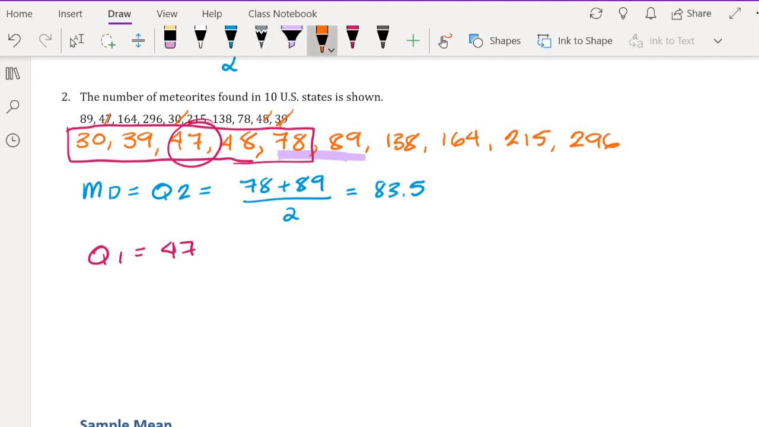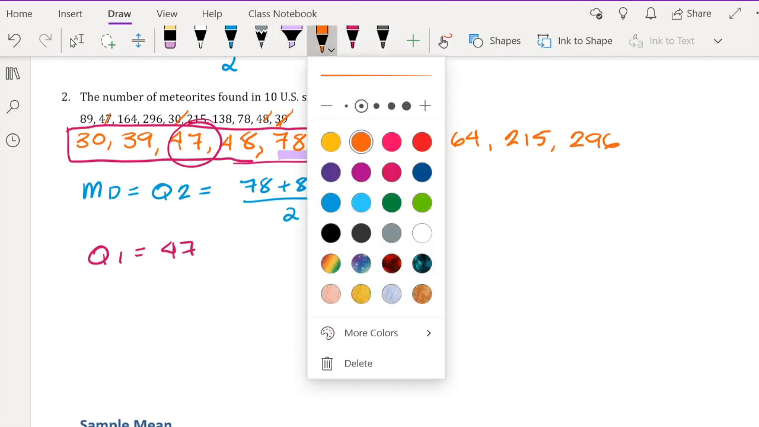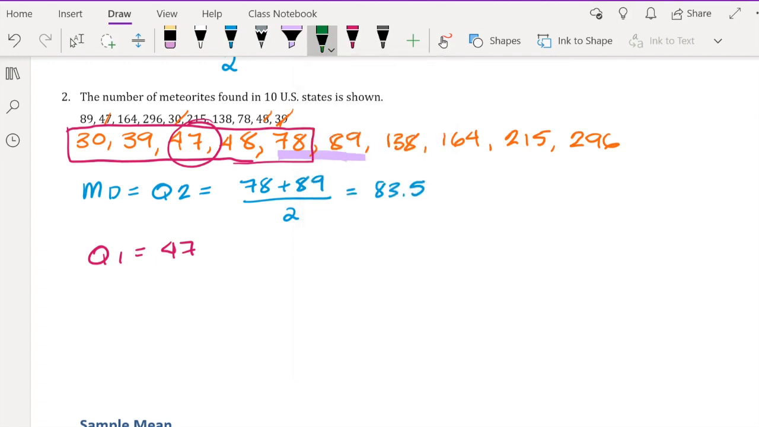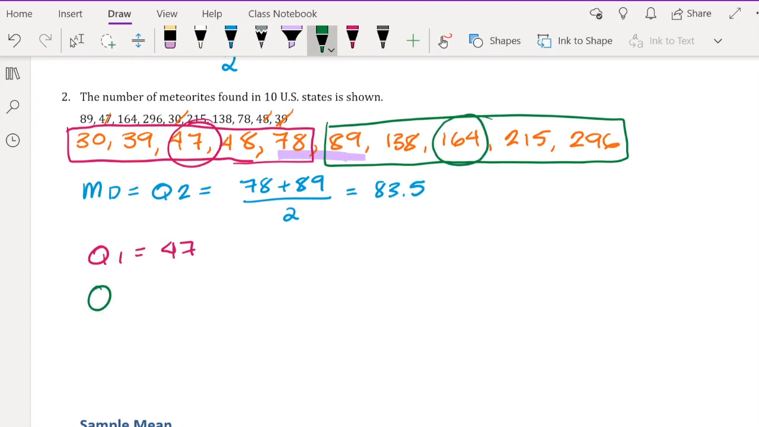And then, we need another color. Let's use green. I'm going to look at this portion of the data set. And because it's just 5, I can just pick the middle one. That's going to be my Q3, 164. There you go. Those are my quartiles.